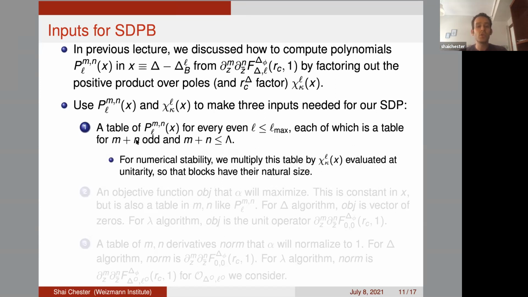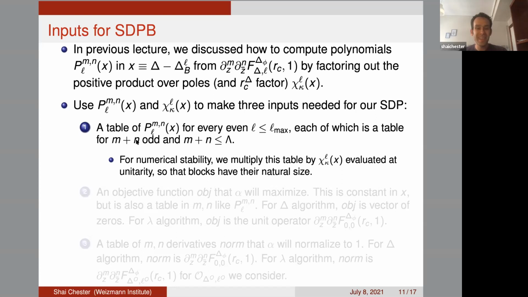And then something we just do for numerical stability is that after we have constructed this polynomial, we multiply this table by this positive function chi of x evaluated at some specific points. Sorry, that's a typo. It just shouldn't be at unitary. It's evaluated at some specific points such that the blocks have their natural size. Because if we didn't multiply it by it, then this polynomial would have incredibly tiny or incredibly huge numbers, and that can lead to issues numerically.